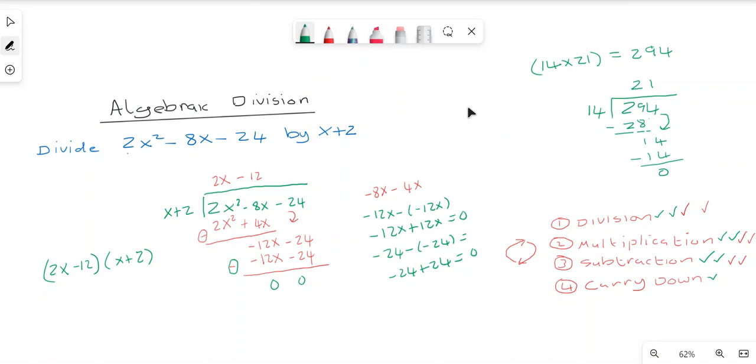So that is algebra long division. That's the steps of algebra long division. You have division, multiplication, subtraction, and carry down, and you follow through in that process.